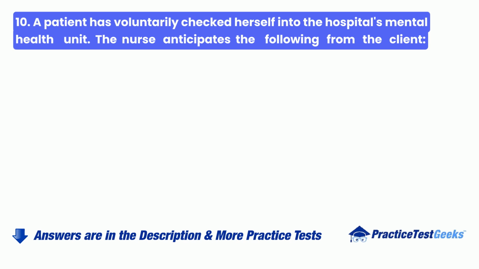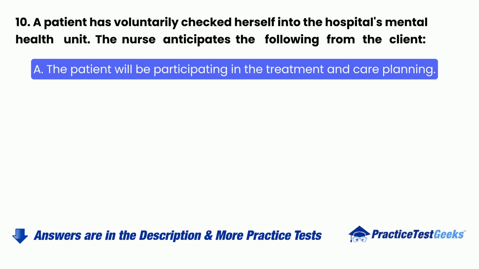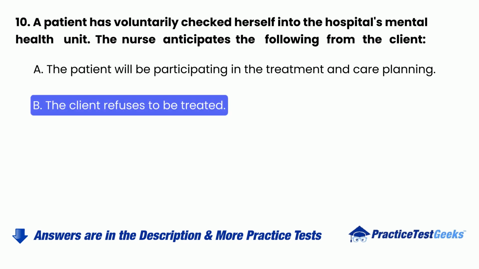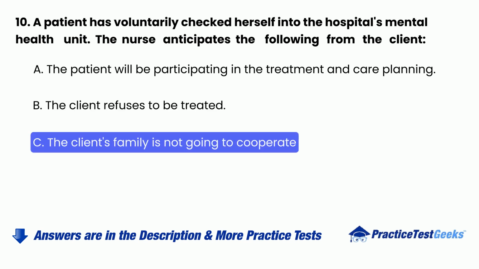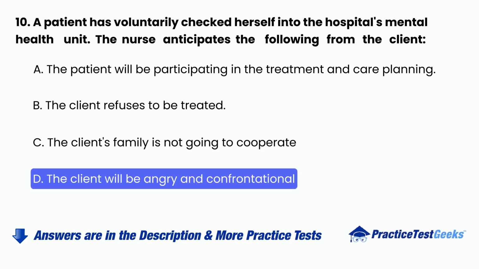10. A patient has voluntarily checked herself into the hospital's mental health unit. The nurse anticipates the following from the client. A. The patient will be participating in the treatment and care planning. B. The client refuses to be treated. C. The client's family is not going to cooperate. D. The client will be angry and confrontational.